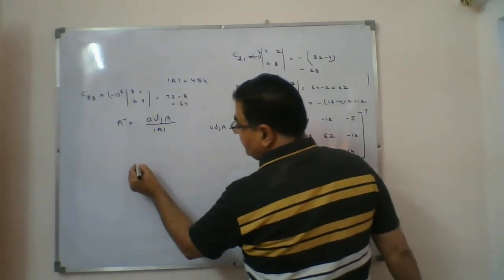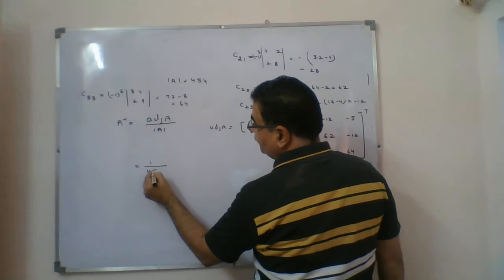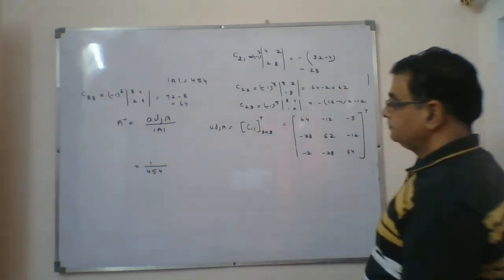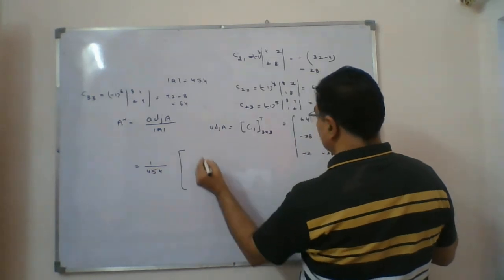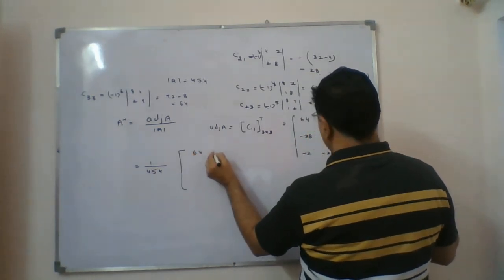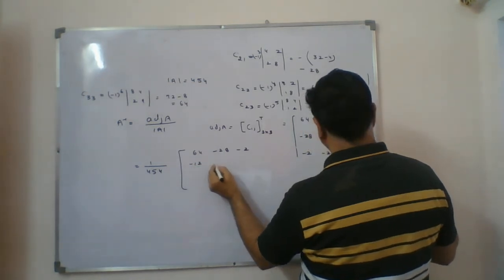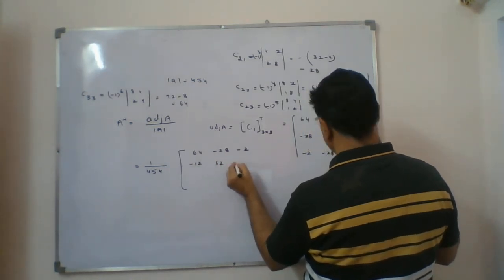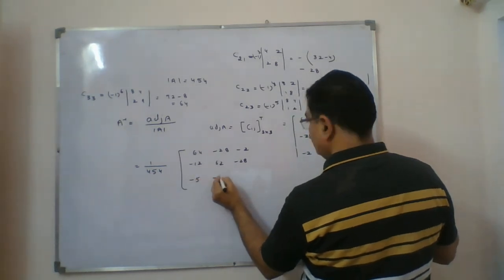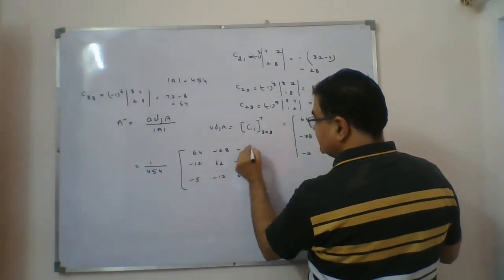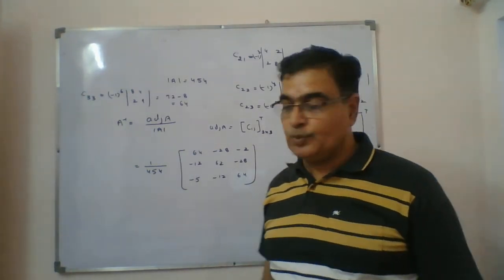Now you want the inverse to be calculated. So what will it be? 1 by the determinant of A, which we already got as 454, and then the transpose of the cofactor matrix. What is the transpose of it? 64, minus 28, minus 2; minus 12, 62, minus 28; minus 5, minus 12, 64. This will be the inverse of the matrix we have.